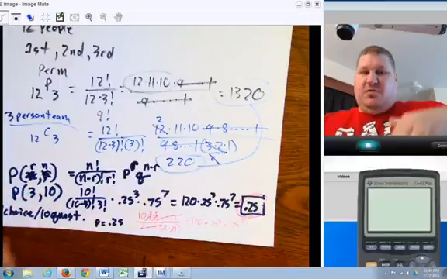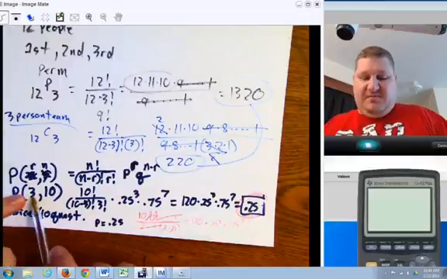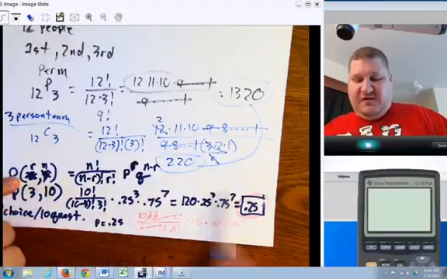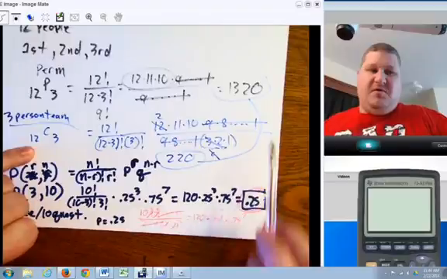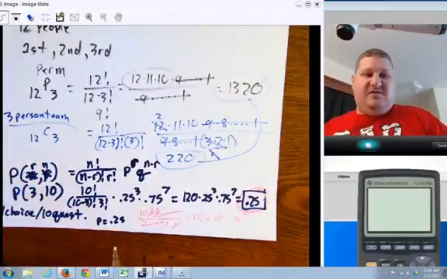If I wanted 3 or less, I would have to add up the probability of 3. I'd have to do this again for 2, again for 1, and again for 0. Add up all the probabilities, sum them together. So that's what you're talking about there for binomial.